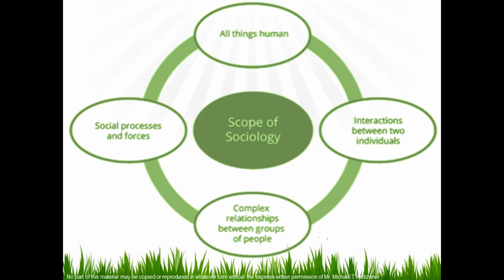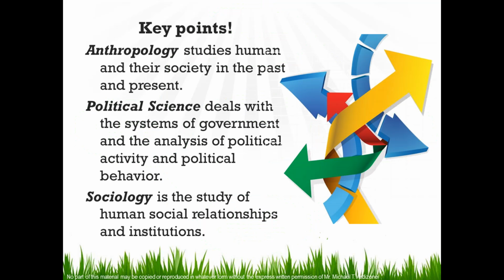The following are the scopes of sociology. 1. All things human. 2. Interactions between two individuals. 3. Complex relations between groups of people. And 4. Social processes and forces. And the key points for this session were the disciplines of social sciences, such as anthropology, sociology, and political science.